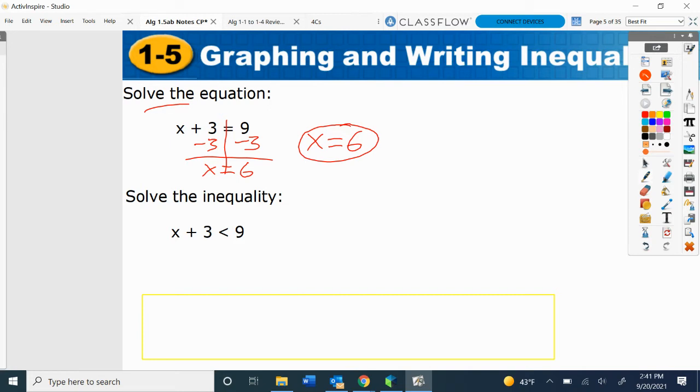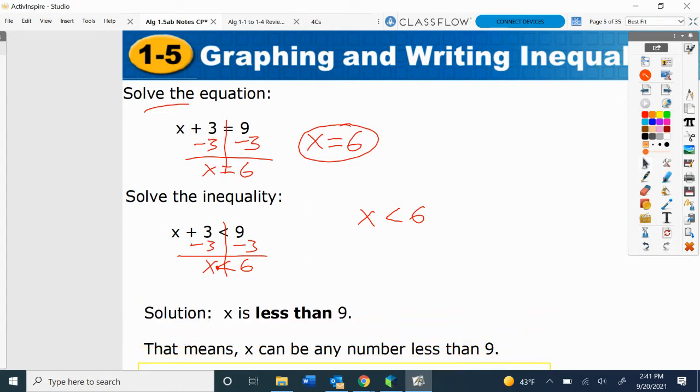Let's take a look at what happens with an inequality. Same step. We would cancel out the 3, and what we're left with is x is less than 6. Notice how the pointed part is with x. That means x would be less than 6. So I'm going to rewrite it: x less than 6. I'll erase that part and change it. Now our solution is x is less than 6.